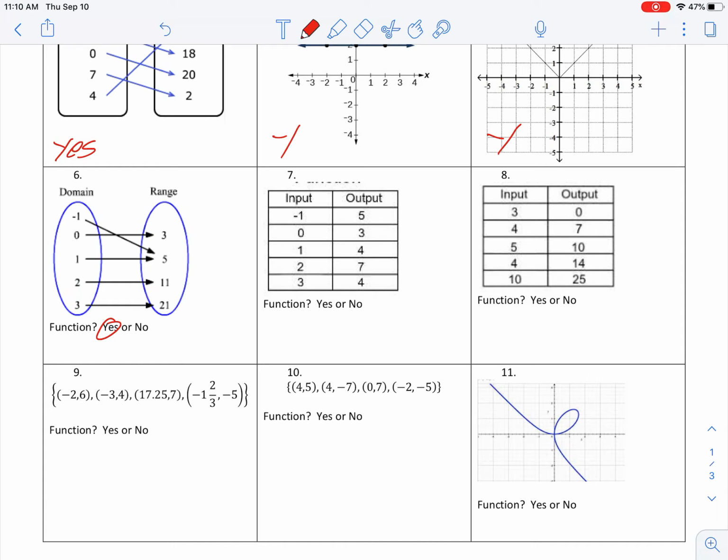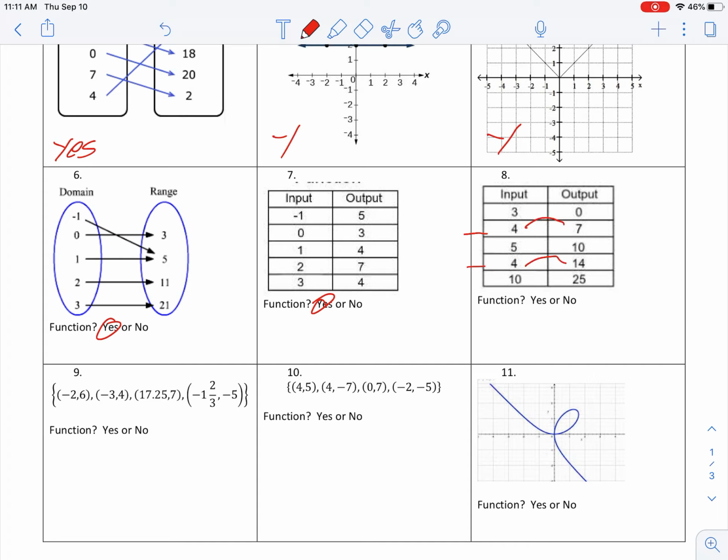Number 7 is just like number 6, the domain and range like a mapping diagram. It's written as a table instead. I'm looking to see in the domain, is anything being doubled up or repeated? Nothing is. So we're all good to go here. That's a function. Now in number 8 though, I see 4 and 4 being doubled up. It's being repeated. Now I need to see where that 4 is going.